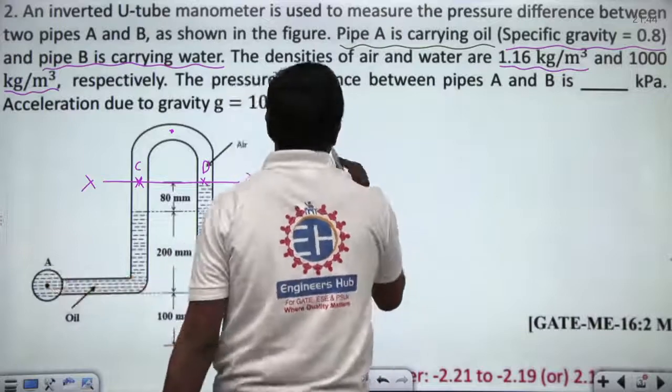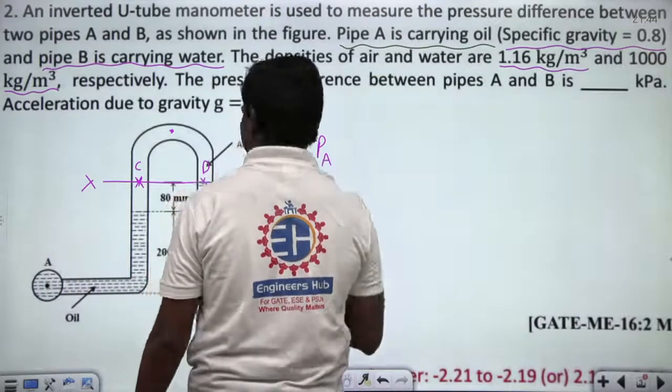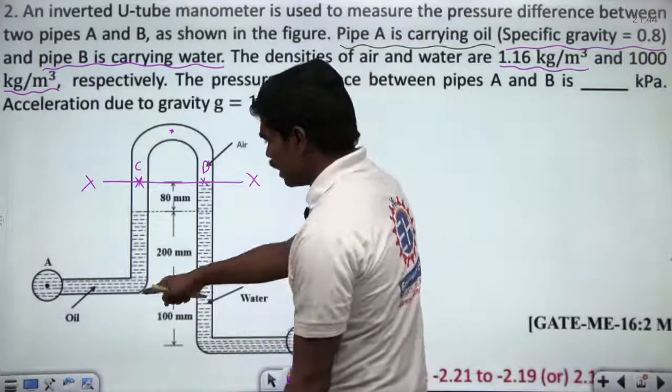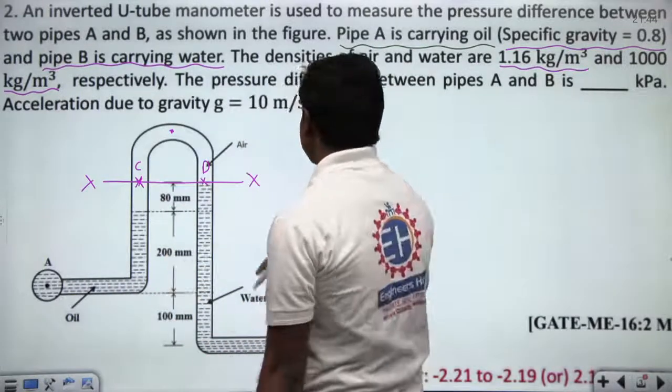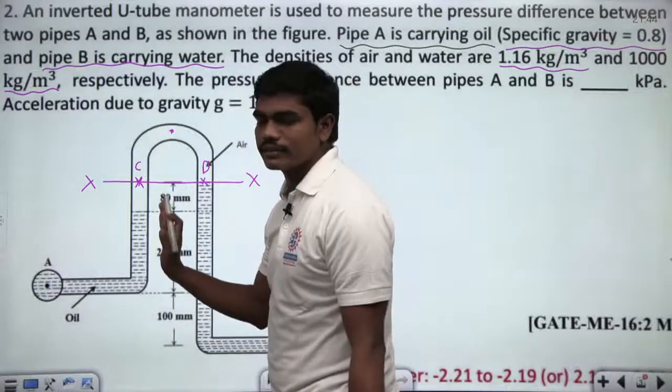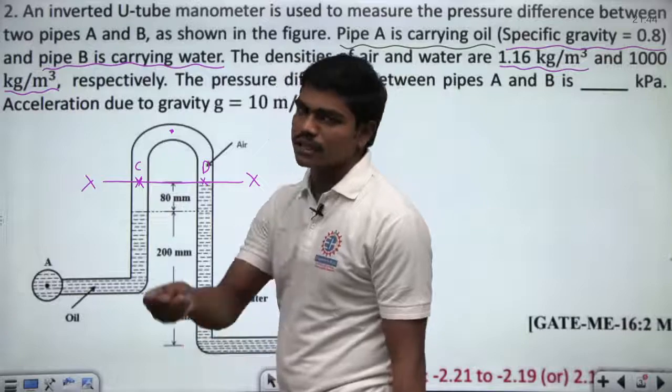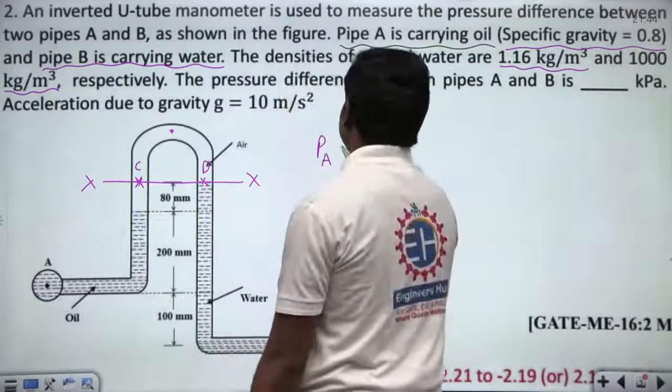So this is PA, which is the pressure of oil, and this is a horizontal column, and in a horizontal column pressure doesn't change. This oil is rising to a height of 200 mm, correct? So we are going in the positive direction of the z axis, going vertically upwards. If we are going vertically upwards, pressure starts decreasing. That's the reason why we put a minus sign here.